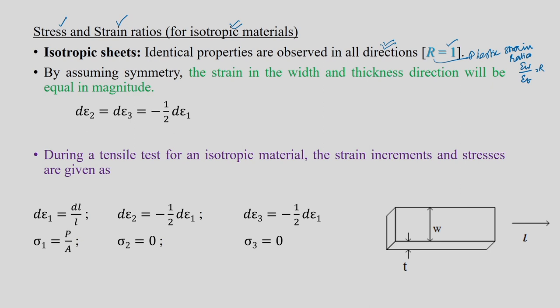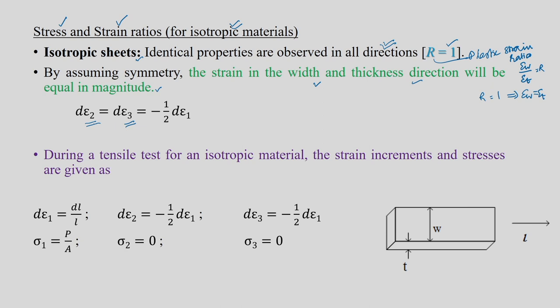So what is it, we will see, but before that, because these sheets are isotropic in nature, by assuming symmetry in deformation we can say that the strain in the width and the thickness direction will be equal in magnitude. What does it mean? That means, in a way, that if R is equal to 1, true width strain will be equal to true thickness strain. That's the meaning here. If I want to write it in terms of principal strain increments, my width direction and thickness direction are nothing but the 2 and 3 directions. So I am going to write d epsilon 2 is equal to d epsilon 3.